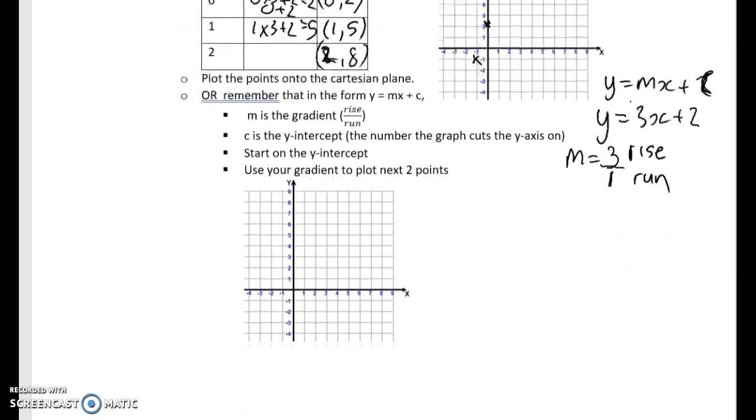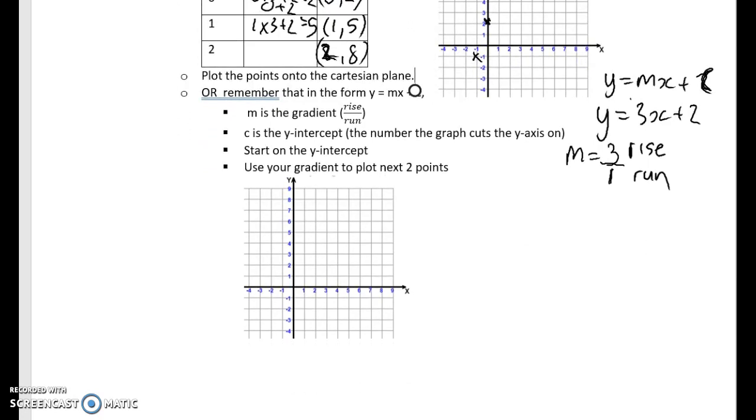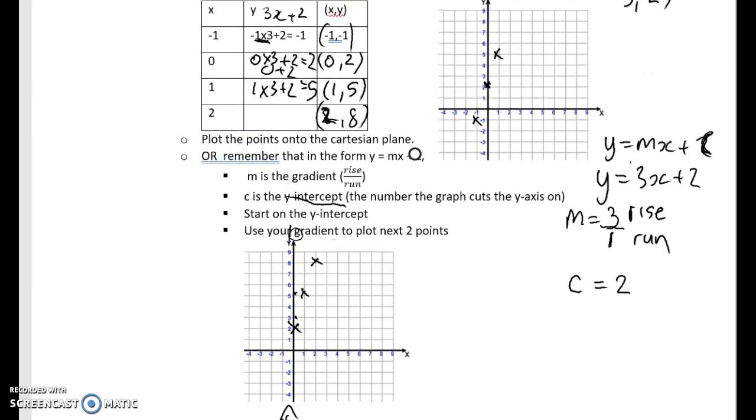Now, I don't know where to start, so I need to look and see what other information I have. I know that c equals 2. Now, remember, c is my y-intercept. So my y-intercept is where it cuts on my y-axis. So this is my y-axis over here. So I'm going to go y equals 2. And from there, I'm going to go up 3, 1, 2, 3, and across 1. And then I can join those points. And as you can see, the 3 points that I got make the same straight line. Okay?